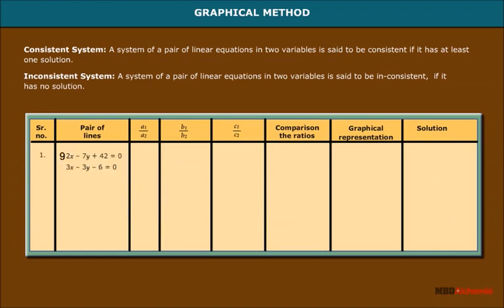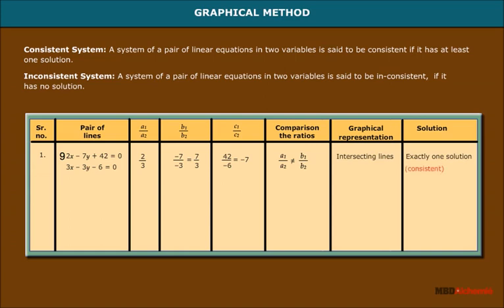First system of equations is 2x − 7y + 42 = 0, 3x − 3y − 6 = 0, in which 2/3 is the value of a1/a2, −7/−3 is the value of b1/b2, and 42/−6 or −7 is the value of c1/c2. After comparing these ratios, we found that a1/a2 is not equal to b1/b2, so these lines are intersecting and we get exactly one solution.